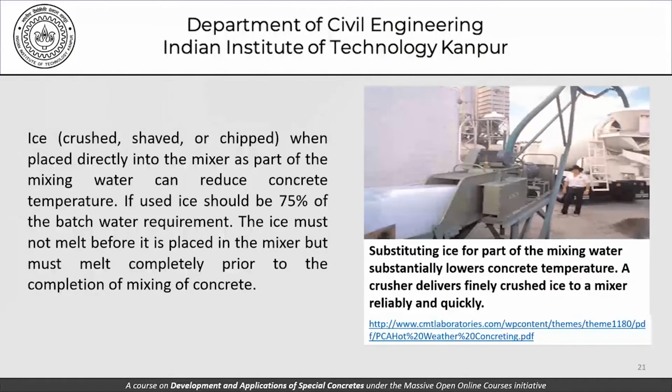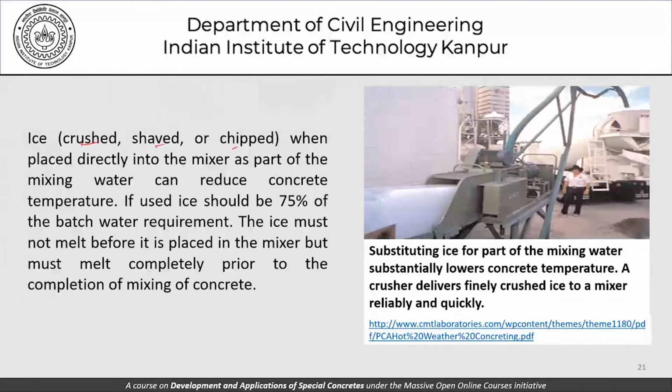Here is a plant showing ice being substituted as a part of the mixing water, which substantially lowers the concrete temperature, and a crusher delivers finely crushed ice to a mixer reliably and quickly. So one has to be very careful when using ice. There are different ways of doing it. Crushed, shaved, or chipped ice is what's used, and that, when placed directly into the mixer as part of the mixing water, can reduce the concrete temperature.